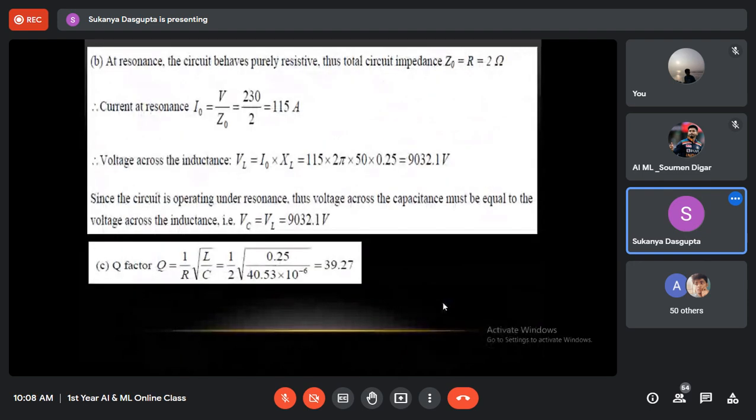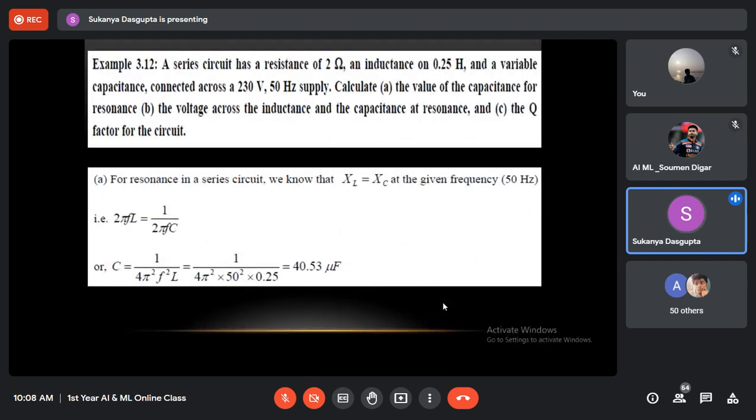Okay, next. Example number 3.12. Try to draw the circuit diagram. A series circuit has a series resistance of 2 ohm, an inductance 0.25 Henry, and a variable capacitance. The value is not known. Connected across 230 volt 50 Hz supply. Calculate the value of capacitance for resonance. That means the value of capital C during resonance condition. Voltage across inductance and the capacitance at resonance, and the quality factor for the circuit.